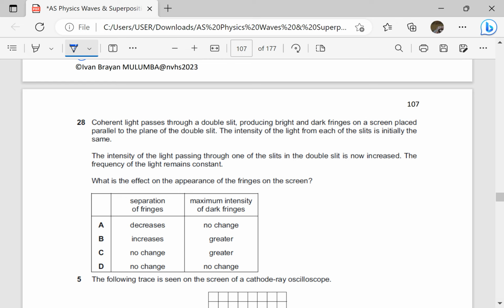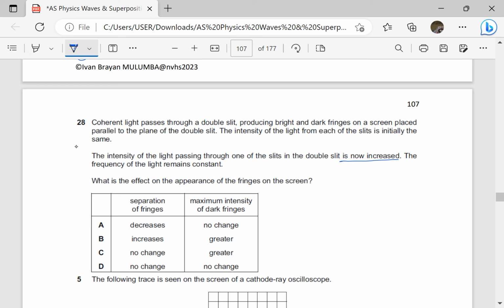Coherent light passes through a double slit, producing bright and darker fringes on a screen placed parallel to the plane of the double slit. The intensity of the light from each of the slits is initially the same. The intensity of the light passing through one of the slits is now increased. Oh, this is very beautiful. If the intensity is increased in a double slit, we expect that where we saw bright fringes, they are actually going to be brighter.